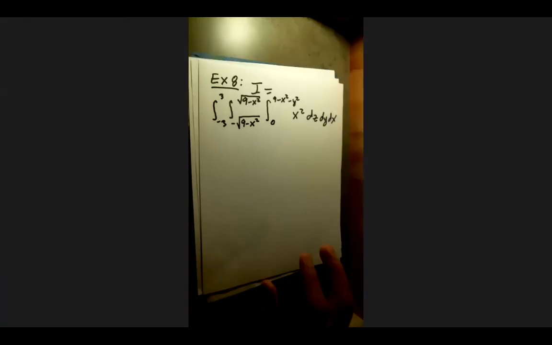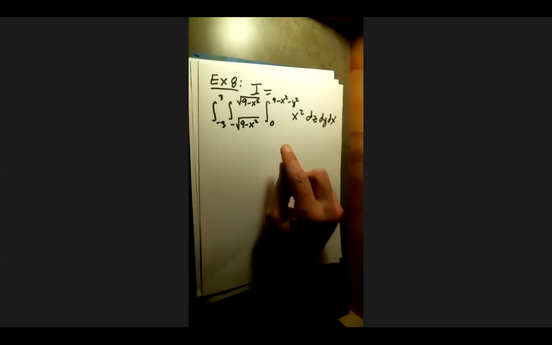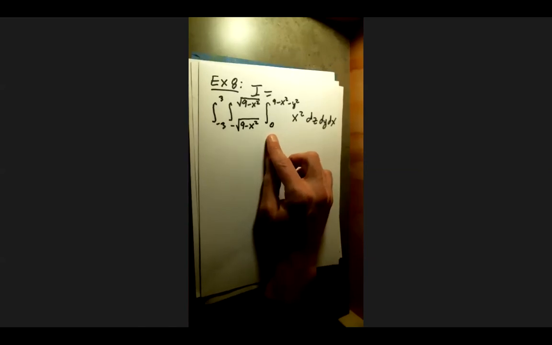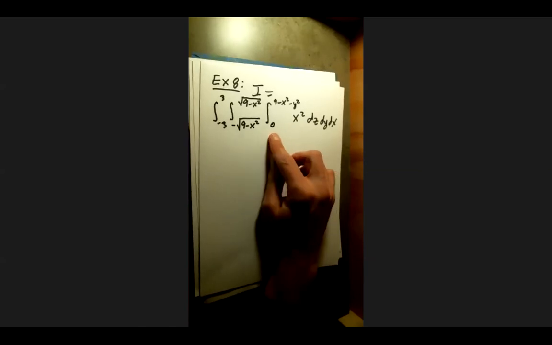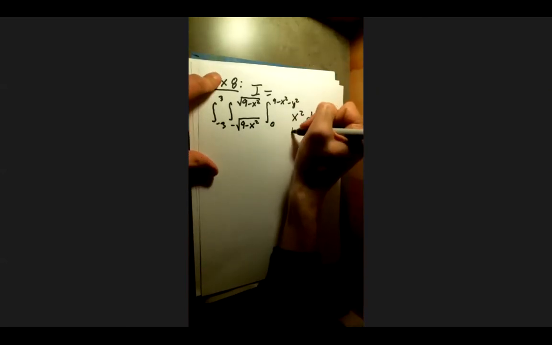So I want to use cylindrical coordinates to evaluate this triple integral, and this time the triple integral is actually given in rectangular coordinates with all those limits. And so the first step is going to be to try to figure out what this shape is, and once we figure out what the shape is, then we can probably convert the limits, right?